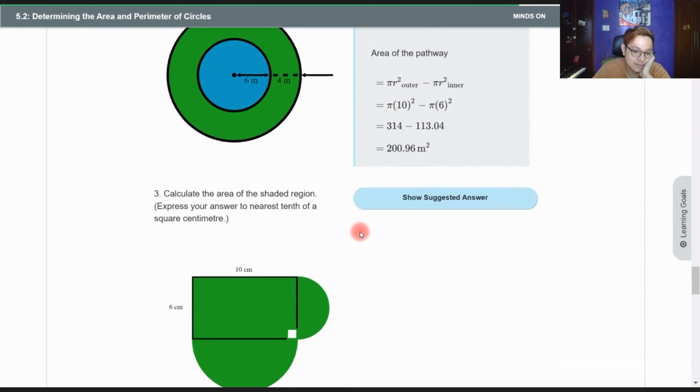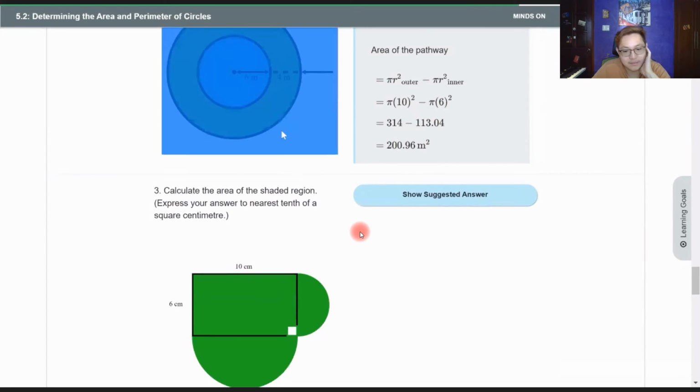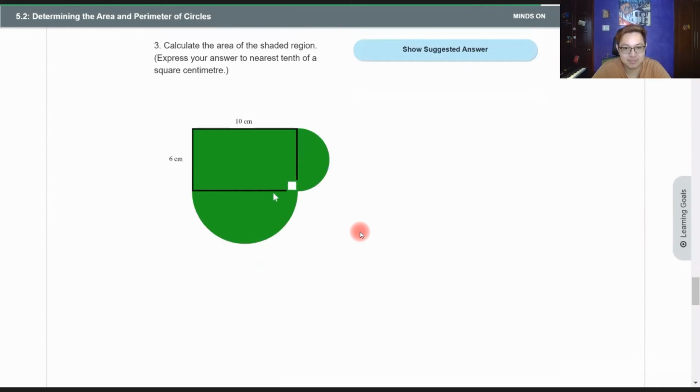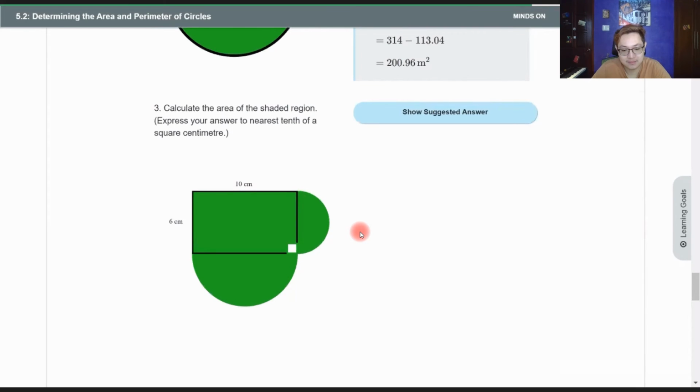Yes. Okay. Calculate the area of the shaded region. Express your answer to the nearest 10 centimeter. Shaded region. 10.6.